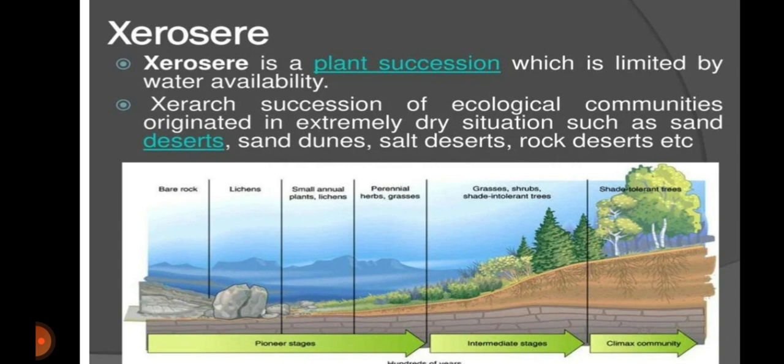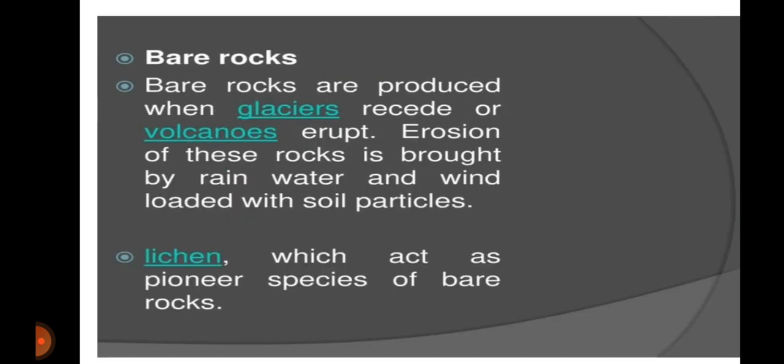In this type of xerosere, a plant succession that is limited by water availability, it includes different stages, as we see: crustose, foliose, moss, herbs, and the climax stages. So first we see where the xerosere succession occurs, like on bare rocks.